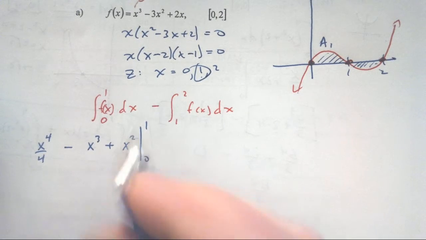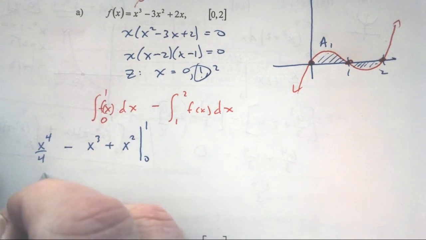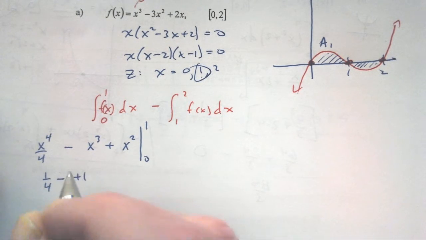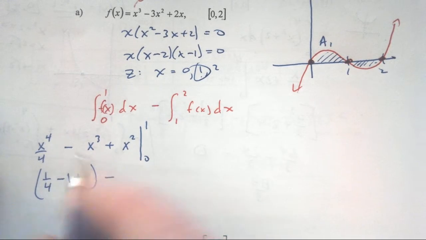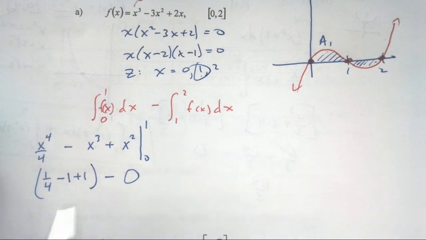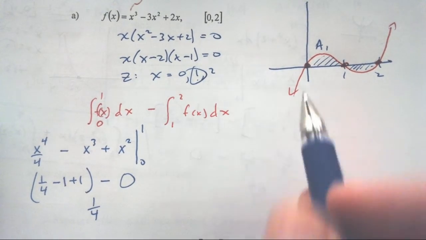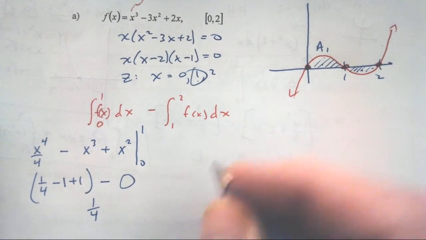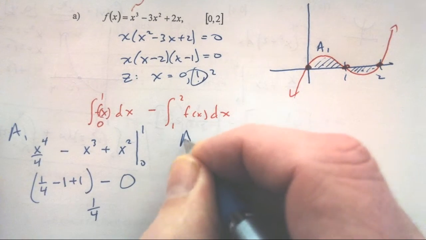What do we put in first? The top value. Let's not mess that up. That would be painful for us. When I put in 1, I get 1/4 minus 1 plus 1, minus, when I put in 0, I get big 0. These cancel. I get 1/4. So again, knowing what I know about this, I believe the area of this is 1/4, the area of this is 1/4, but we're still going to show our work. So now this would be our area 1.